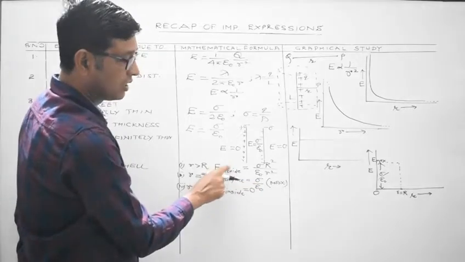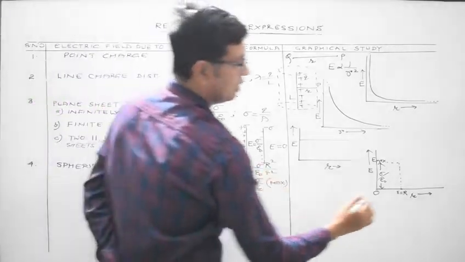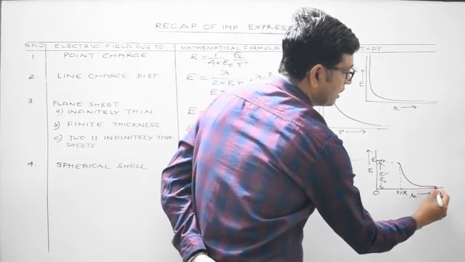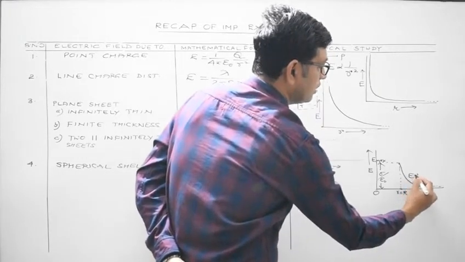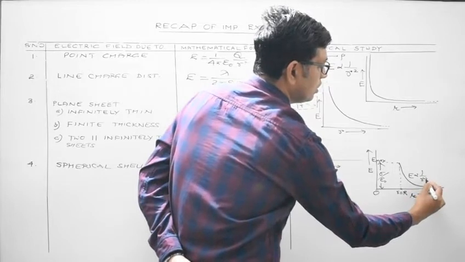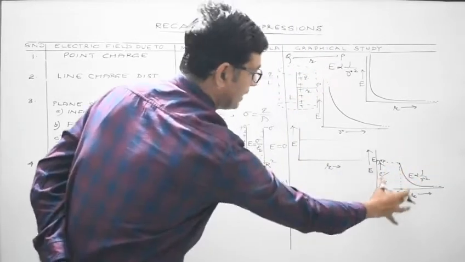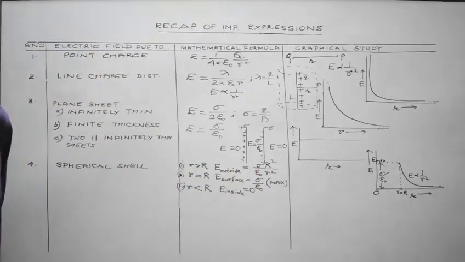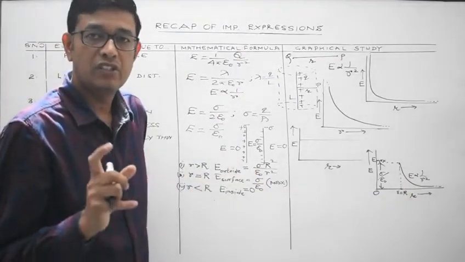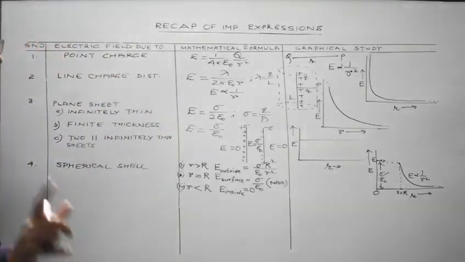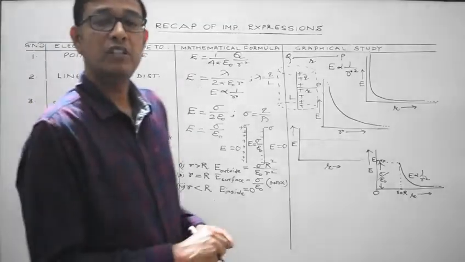And hereafter, outside, it obeys inverse square law. Inverse square law means it should be like this. It should meet at infinity. So E is inversely proportional to r square. So this is the graph which properly depicts these three sub cases in the case of uniformly charged spherical shell, right? Now one case is left, uniformly charged solid sphere.